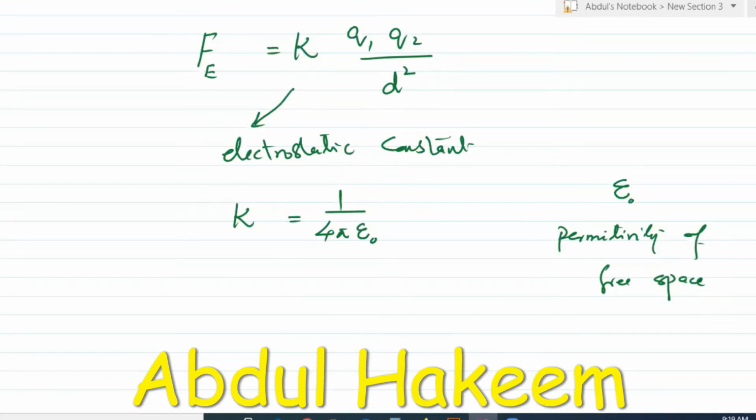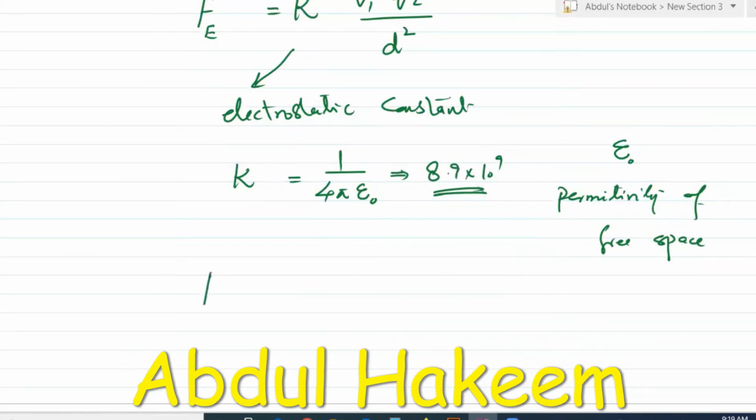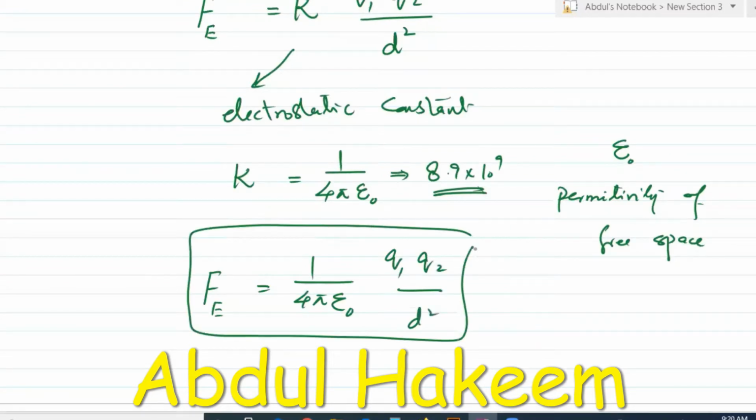So 1 over 4 pi epsilon naught, its value will be given. The whole value is approximately 8.9 times 10 power 9. It will be given on the paper. So we can write this electrostatic force as 1 over 4 pi epsilon naught Q1 Q2 over d square. This is the Coulomb's law equation.